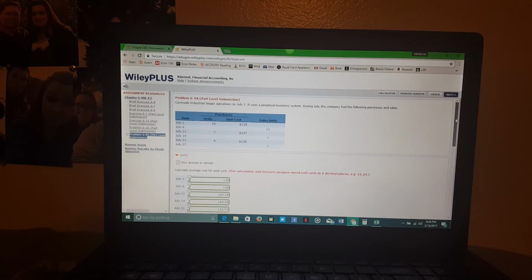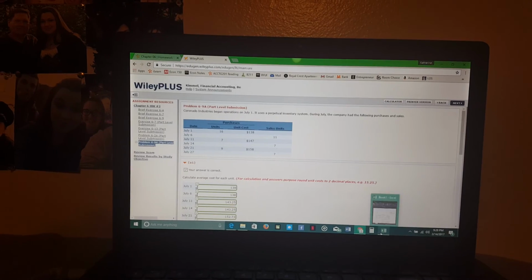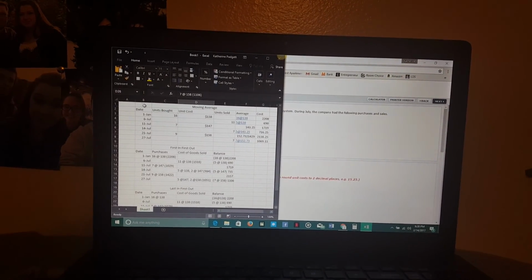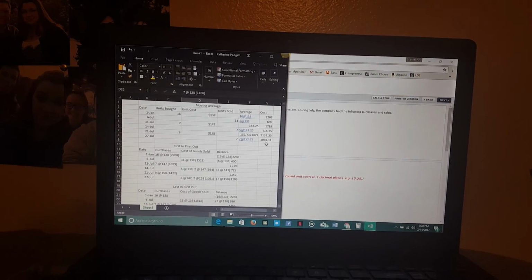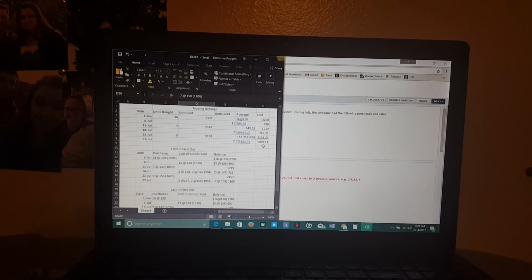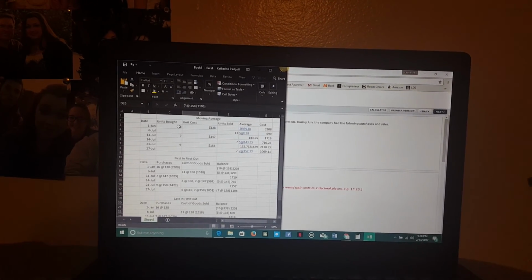So the first thing that it's asking for is the average cost for each unit. And so what I did was I went ahead into Excel and set up this chart right here. It's kind of like the chart that's in the book. I think I did it a little bit different, maybe not. But you just input all the information.